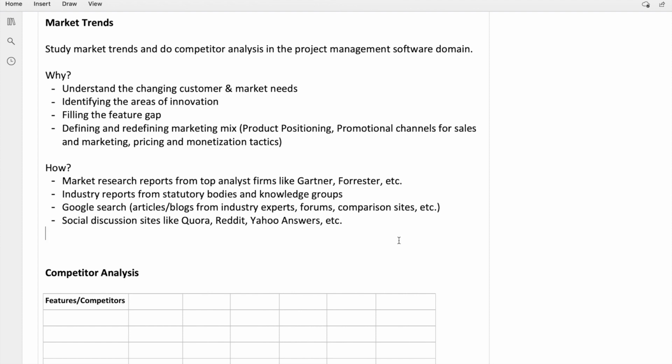and the competitors. Now that we have defined why we should do market trend analysis and how we should go about doing that, let us get started on this.